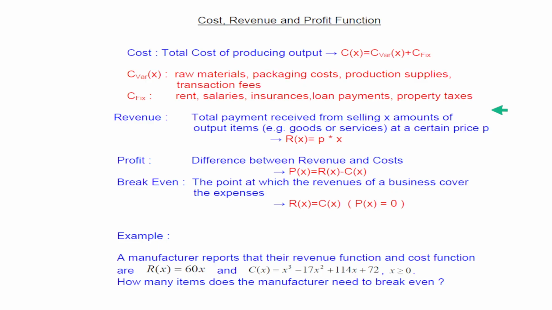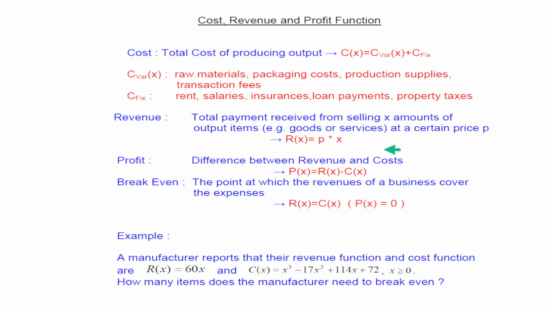Then, of course, we want to make some profit. Before we make profit, we have a revenue. A revenue is the total payment received from selling X amounts of output items, for example, goods or services, at a price P. This will then lead to a revenue function R of X equals P times X.